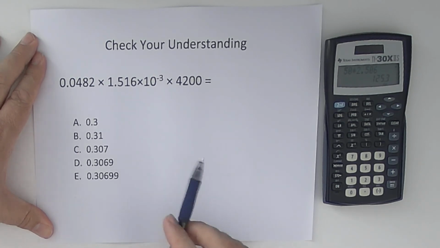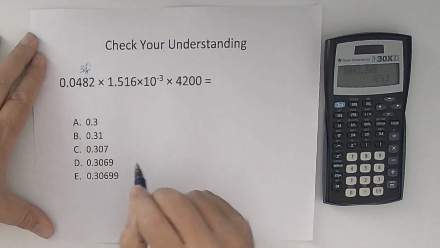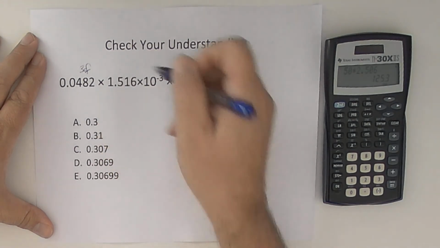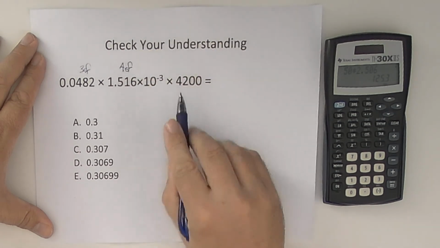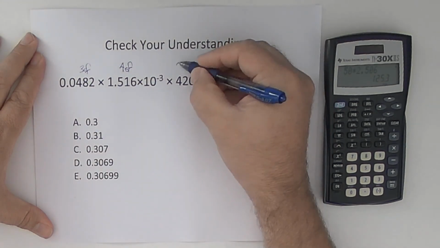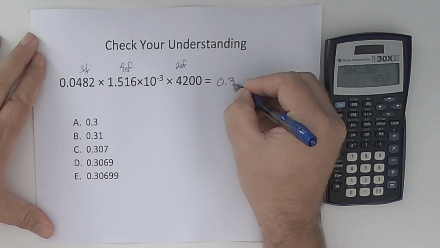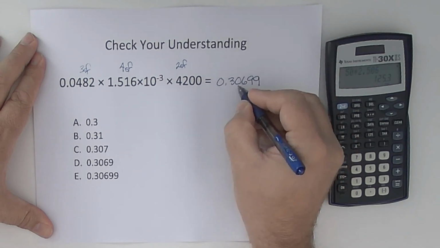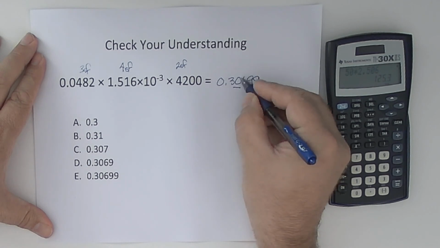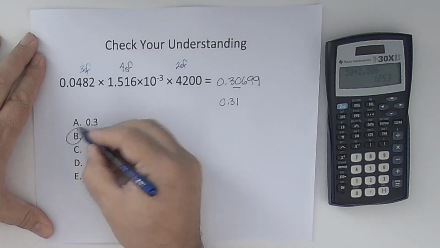Okay, so up here, 3 sig figs. I don't count the leading zeros. This is scientific notation, so I look at the decimal part, this part here, and this is 4 significant figures. In this last number, there's no decimal point, so the trailing numbers don't count. This is 2 significant figures. So my answer should go to 2 significant figures. I look one to the right, it's 5 or above, so I'm going to increase this number by 1 and I get 0.31. The answer should be B.